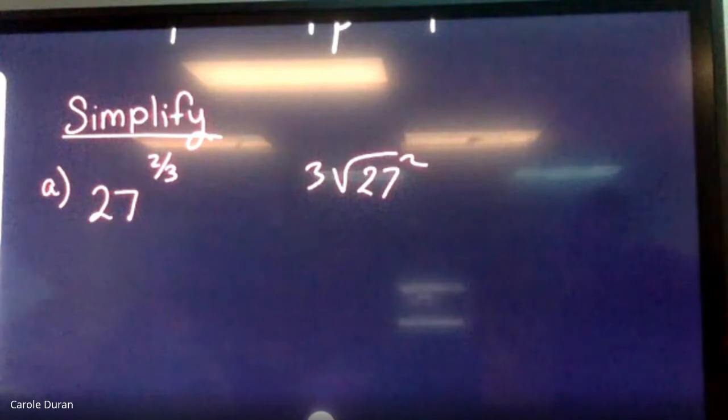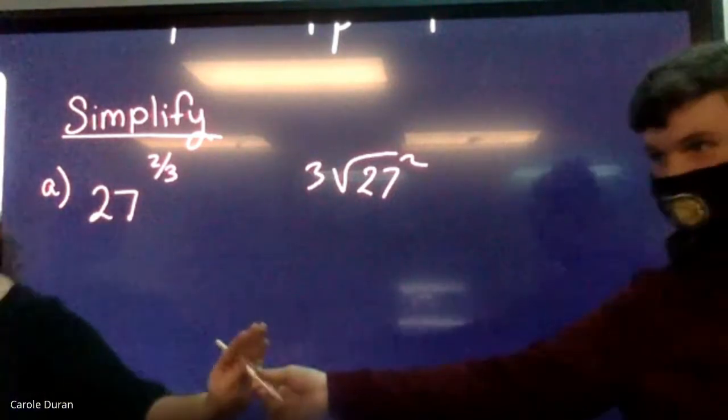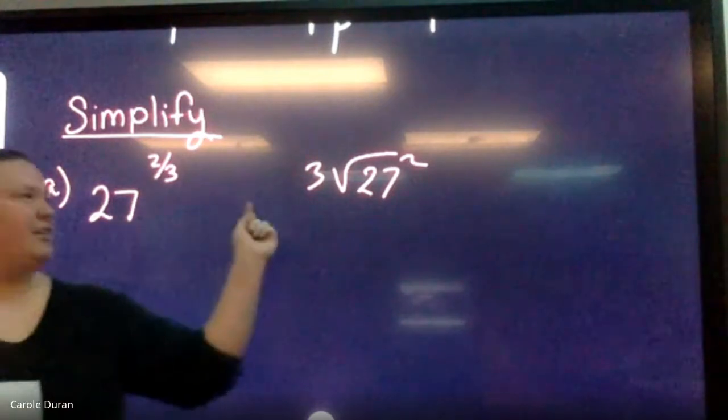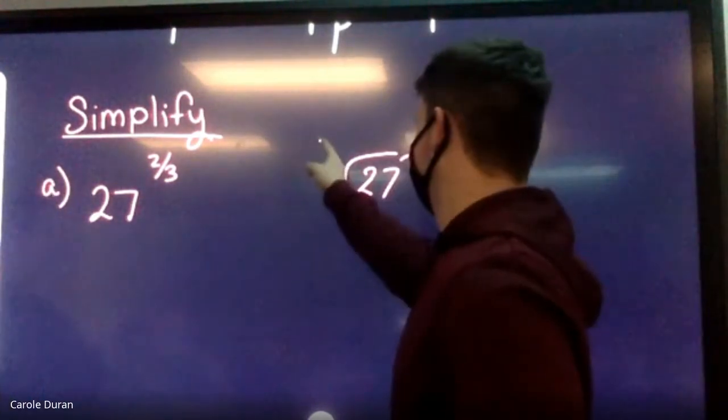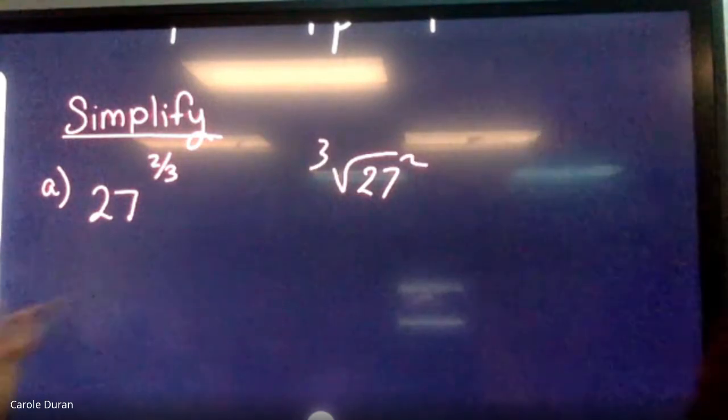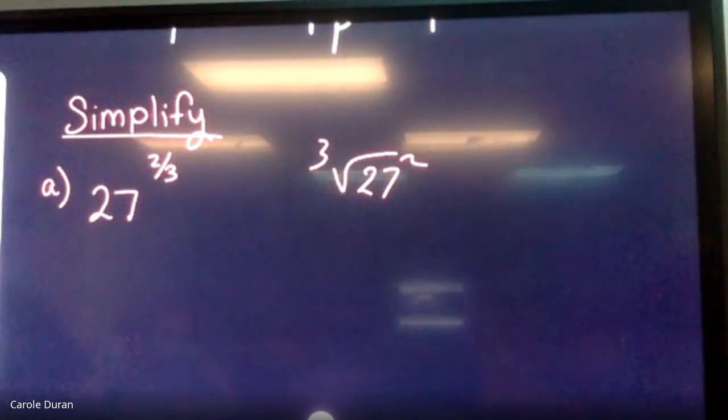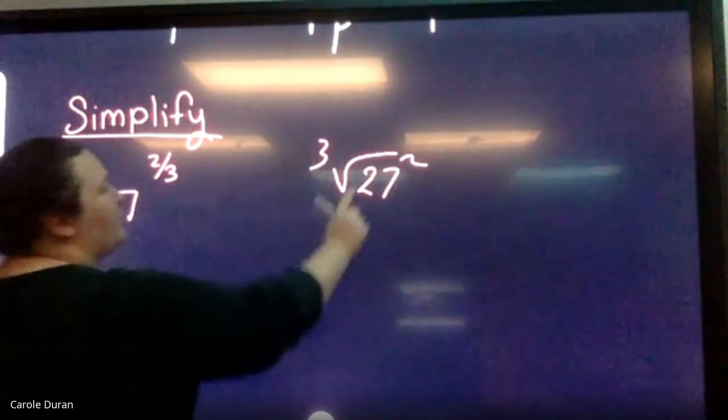Okay, so that's just beautiful. First of all, you need to be really careful how you write this, because to me that looks like 3 times the square root of 27 squared. I know it's not, but if I'm grading your paper and that's what you write, I'm going to count it wrong, okay? So this is the cube root of 27 squared.